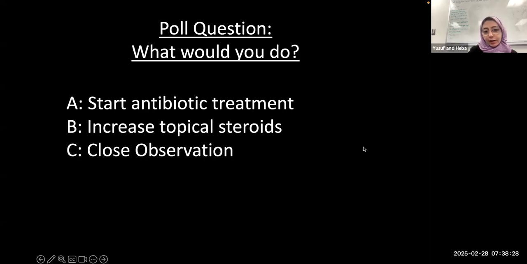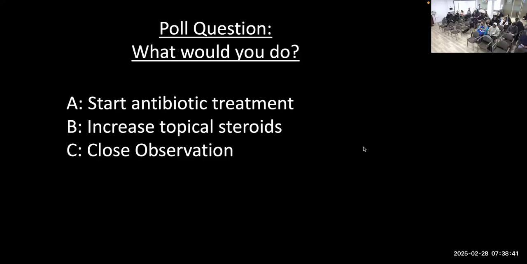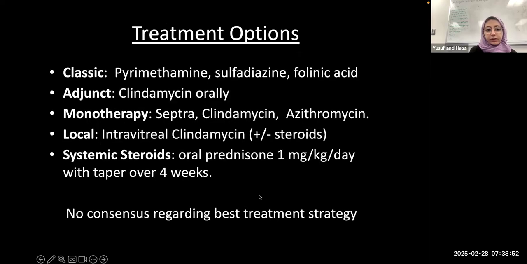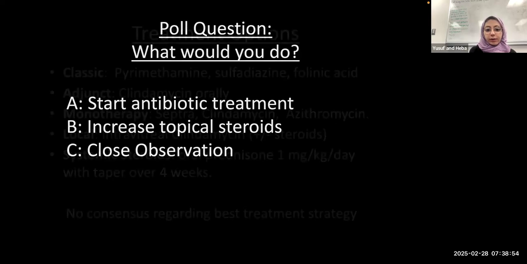So would you start antibiotic treatment, increase the topical steroids, or would you just closely observe again? Okay, so 70% of people said to start antibiotic treatment, which is exactly what we did. Because of the increased vitritis, we opted to treat.